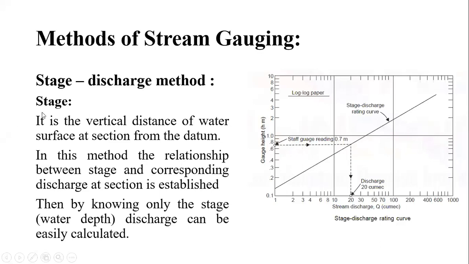Now, how to measure the stage in a particular river at a section? When water is flowing in a river, how do we measure the height, the depth of water? Different methods are there, and we are going to discuss them one by one. So, stage discharge method, methods of measurement of a stage.